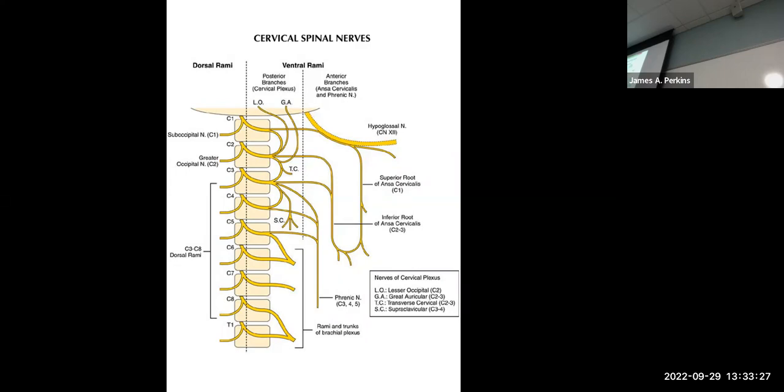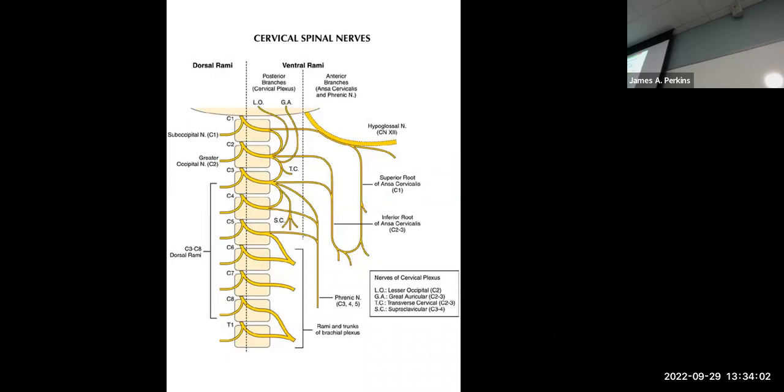And they're all abbreviated in the diagram, but then there's a little box down here with a key. So lesser occipital is the nerve that runs up along the back of the sternocleidomastoid, and it's sensory to an area of skin behind the ear. Great auricular is abbreviated GA. That's the one that runs across the outside of sternocleidomastoid, usually running with the external jugular vein. That's also sensory to an area around the ear.